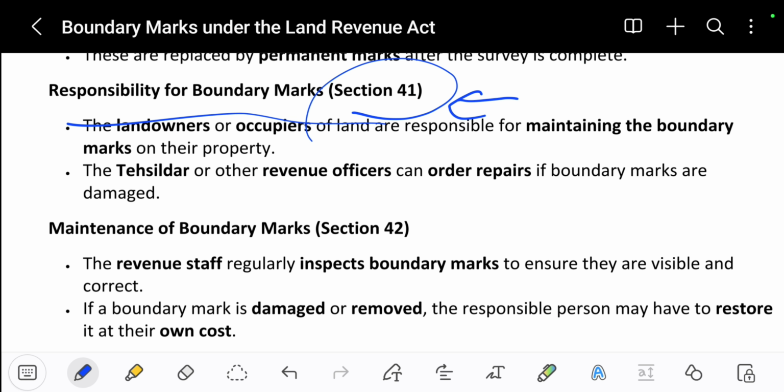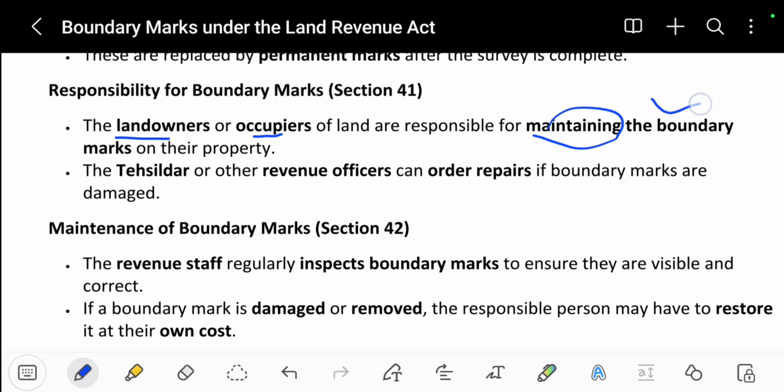So the first line here is that the landowners and occupiers of land are responsible for maintaining the boundary marks on their property. So basically anyone who owns a land, any person who holds the property or a land, is responsible to maintain the boundary, because if they do not maintain the boundary, it will make a dispute or problem for them in future. Okay, that is the reason it is their responsibility to make a boundary mark.